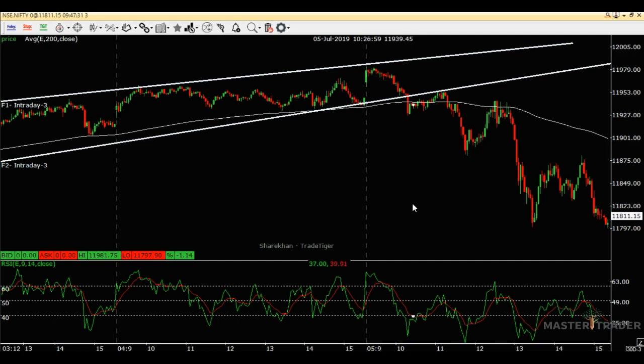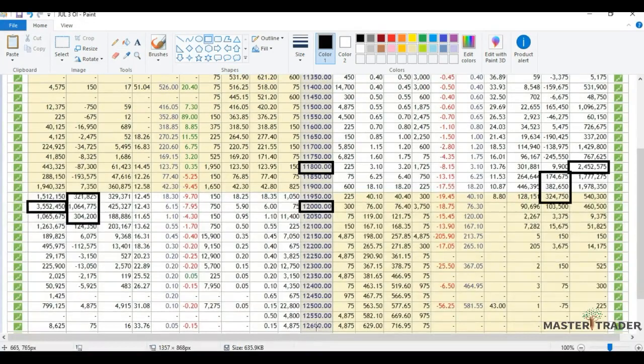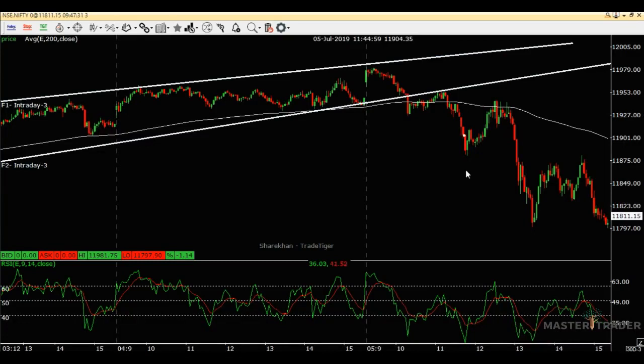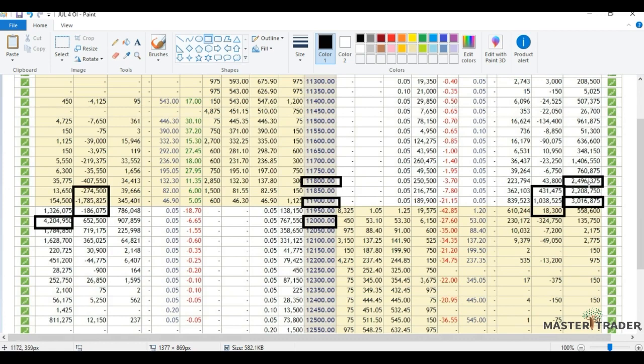So when that happens, that was our boundary. 11,900 was our boundary. So if that boundary is getting breached, we need to go and look at the next support level. So where was the next major writing happening? Right here, 11,800 level. And if we had looked at the intraday data on this particular day, we would have seen that the highest OI was at 11,800. So that would have been a great support level.